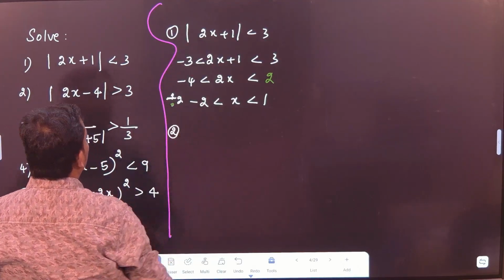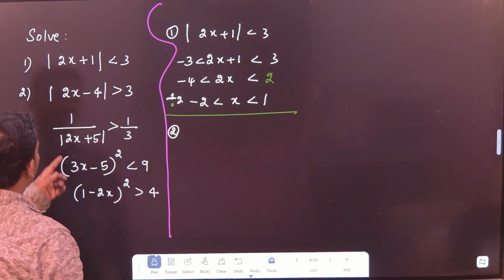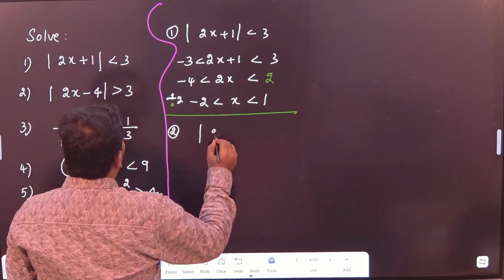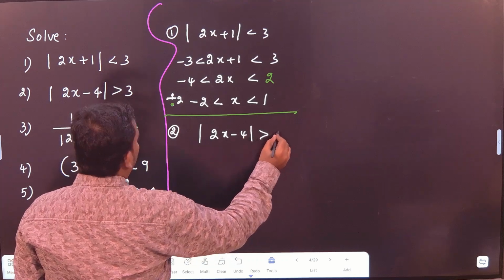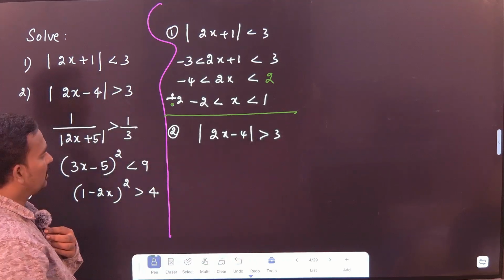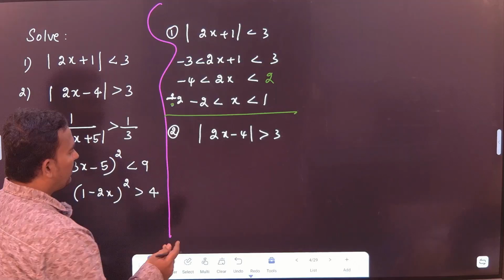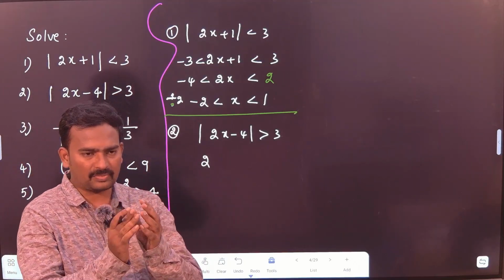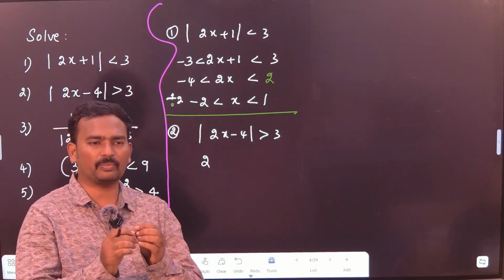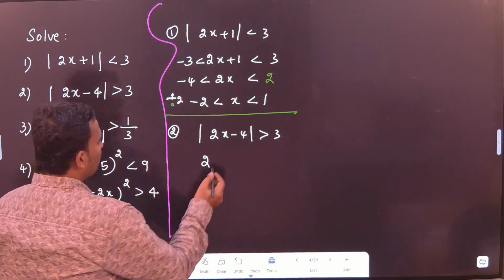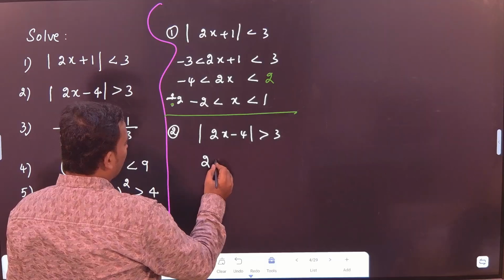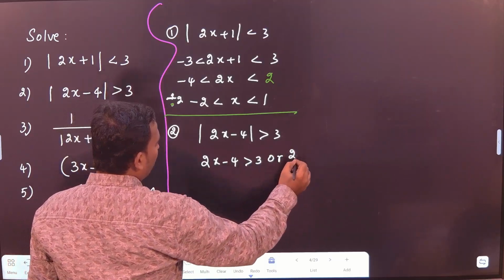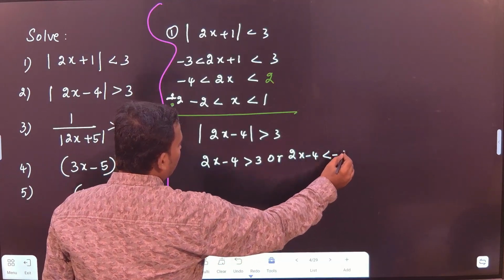Okay, the second one. You can see, mod 2x minus 4 is strictly greater than 3. Then how to solve this? You know the definition of that. Mod x greater than 3 means x will be greater than 3 or x will be less than minus 3. Instead of x, 2x minus 4 is there. Therefore, 2x minus 4 is strictly greater than 3 or 2x minus 4 is strictly less than minus 3.